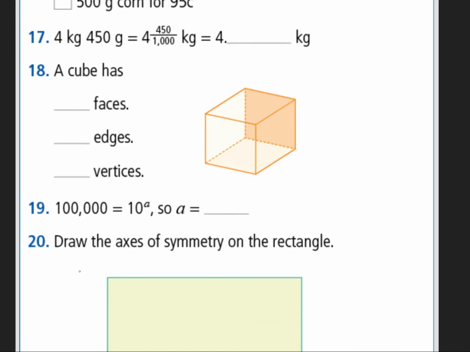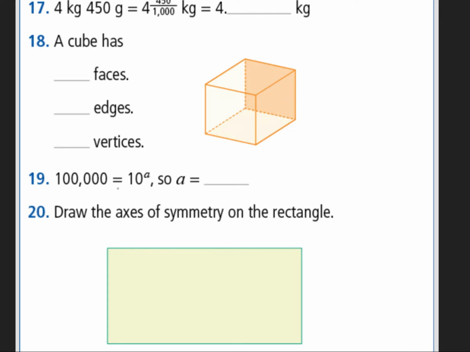Now number 19, we haven't seen this one before. We have 100,000 is equal to 10, and this little a is up here, so that means 10 to the power of something. So what they're asking us here is how many times do we have to multiply 10 by itself to get 100,000? So 10 times 10 is 100. 10 times 10 times 10 is 1000. 10 times 10 times 10 times 10 is equal to 10,000.